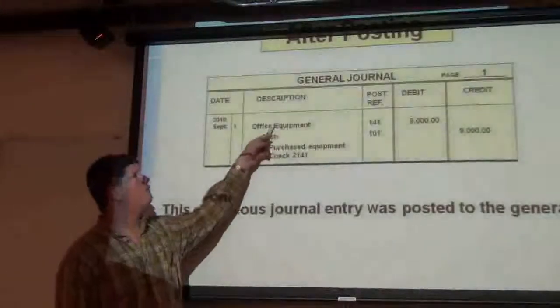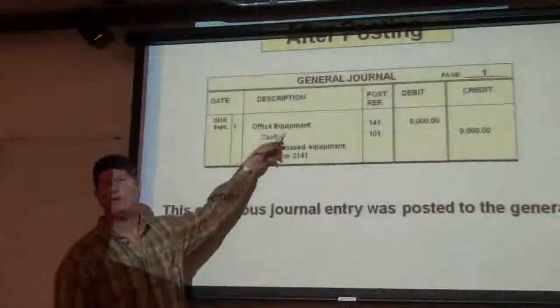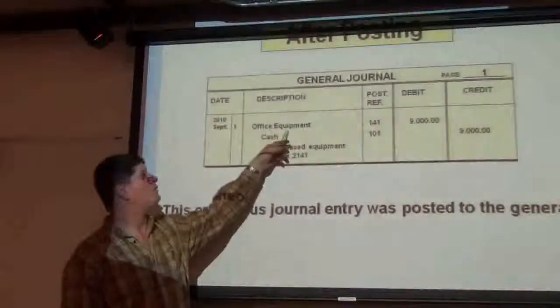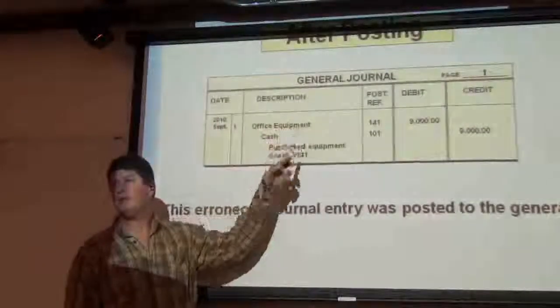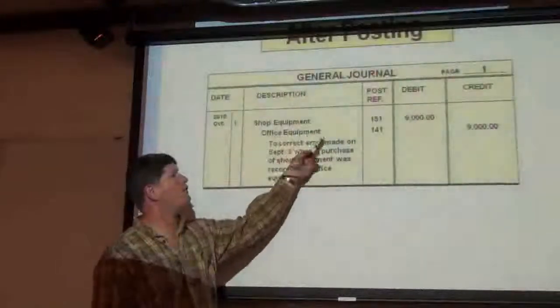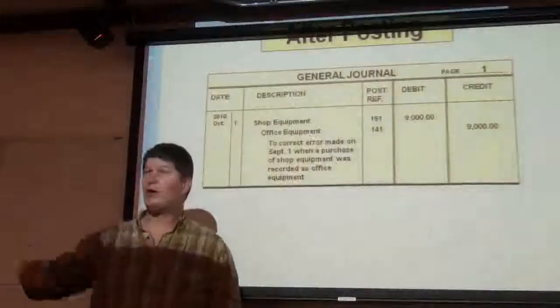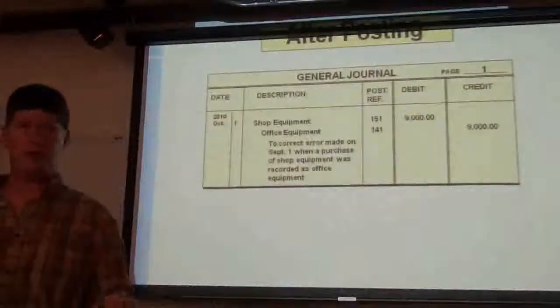So to fix this, you actually have to correct this entry. If it should be in shop equipment instead of office, write an entry where you credit office equipment and debit shop equipment. Okay? Which is what they're going to show you here. Debit shop equipment, credit office equipment. Somebody's got to now go to the general ledger accounts and post that again to take it out of one and put it in the other and correct it.